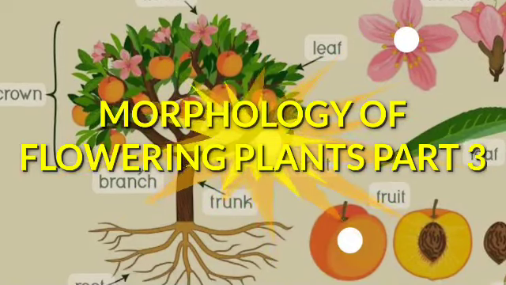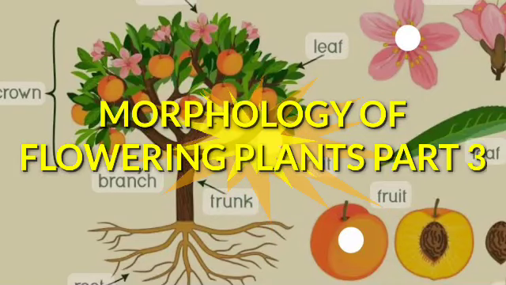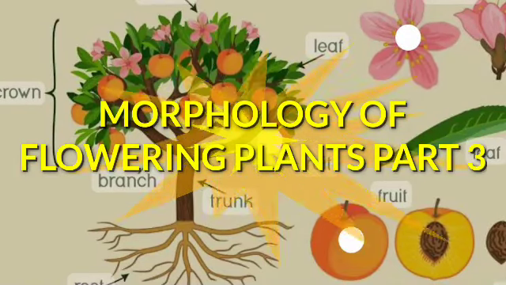5.9 Description of some important families. 5.9.1 Fabaceae. This family was earlier called Papilionoideae, a subfamily of family Leguminosae. It is distributed all over the world.